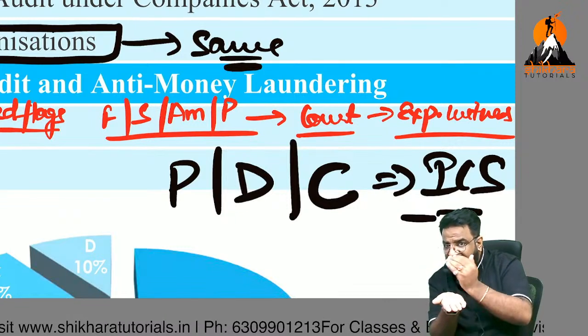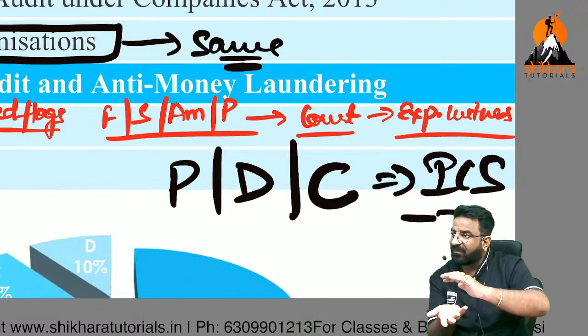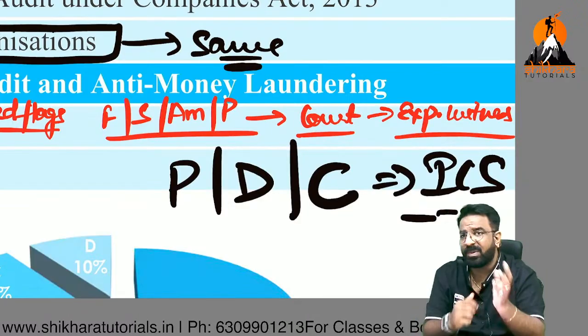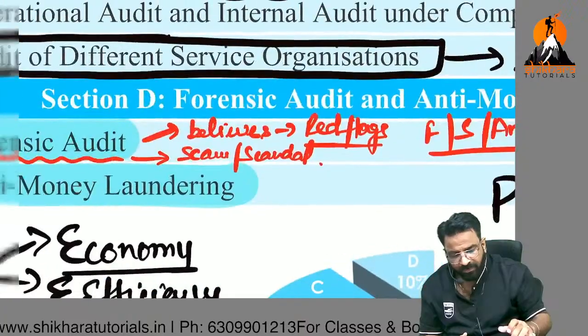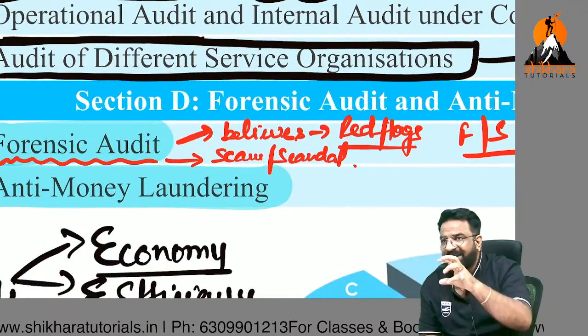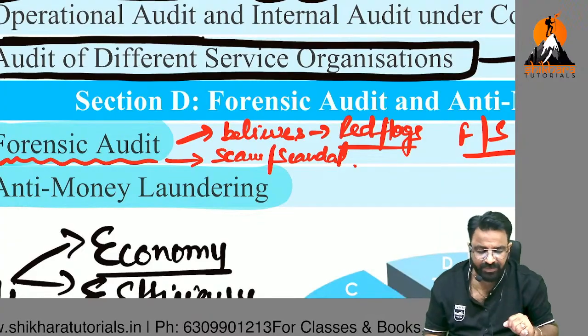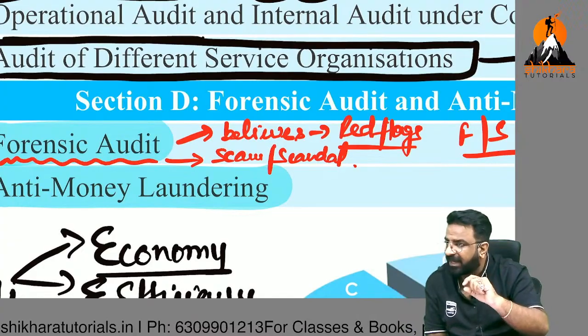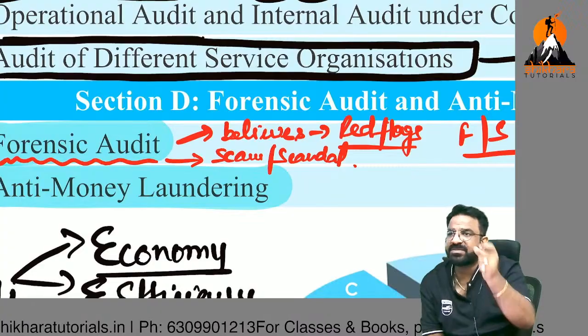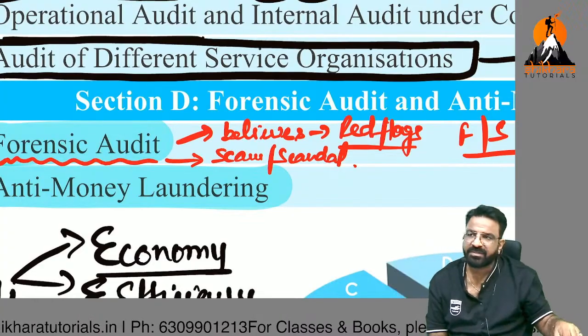One is preventive forensic audit and one is corrective forensic audit. What do you mean by preventive? When the red flags are there. So you will identify the red flags, bring it to the notice of whom? Management. So that is which one? Preventive. And once the scam has already happened, that is which one? Corrective. That is called forensic audit.